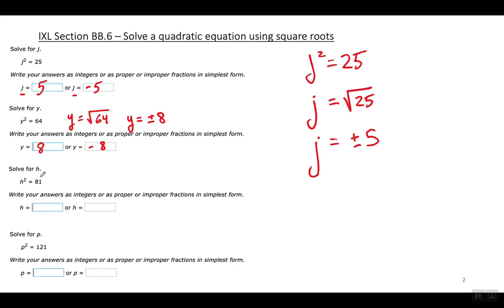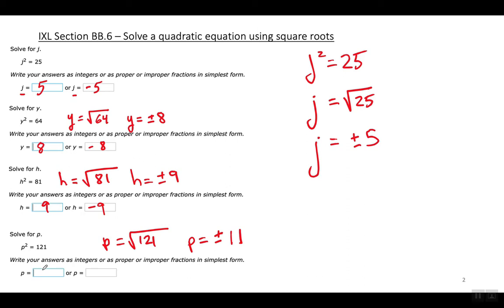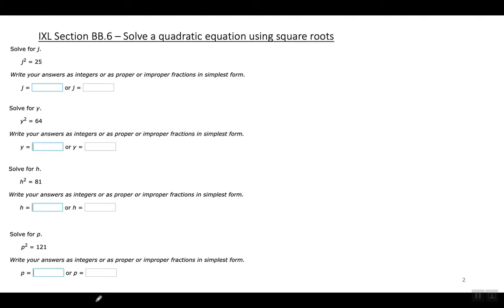The next one, solve for h. h squared equals 81. That means h equals the square root of 81. So h equals positive and negative 9. And the last one on this slide, p squared equals 121. That means p equals the square root of 121. So p equals positive 11 and p equals negative 11. That is super simple.